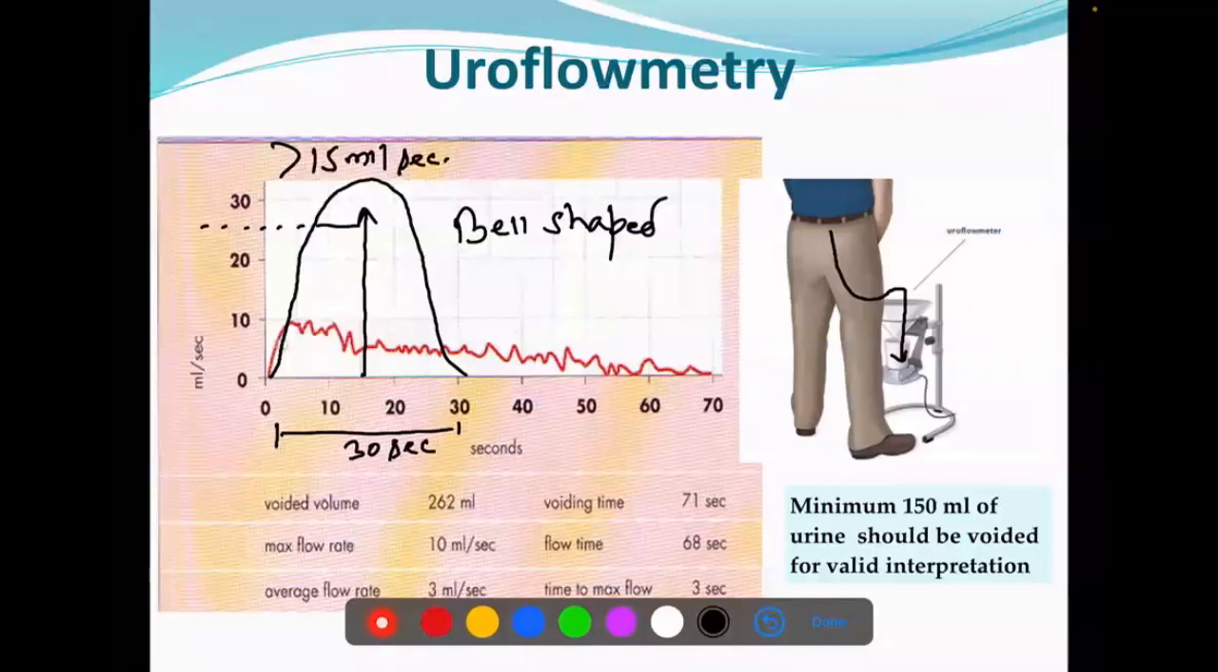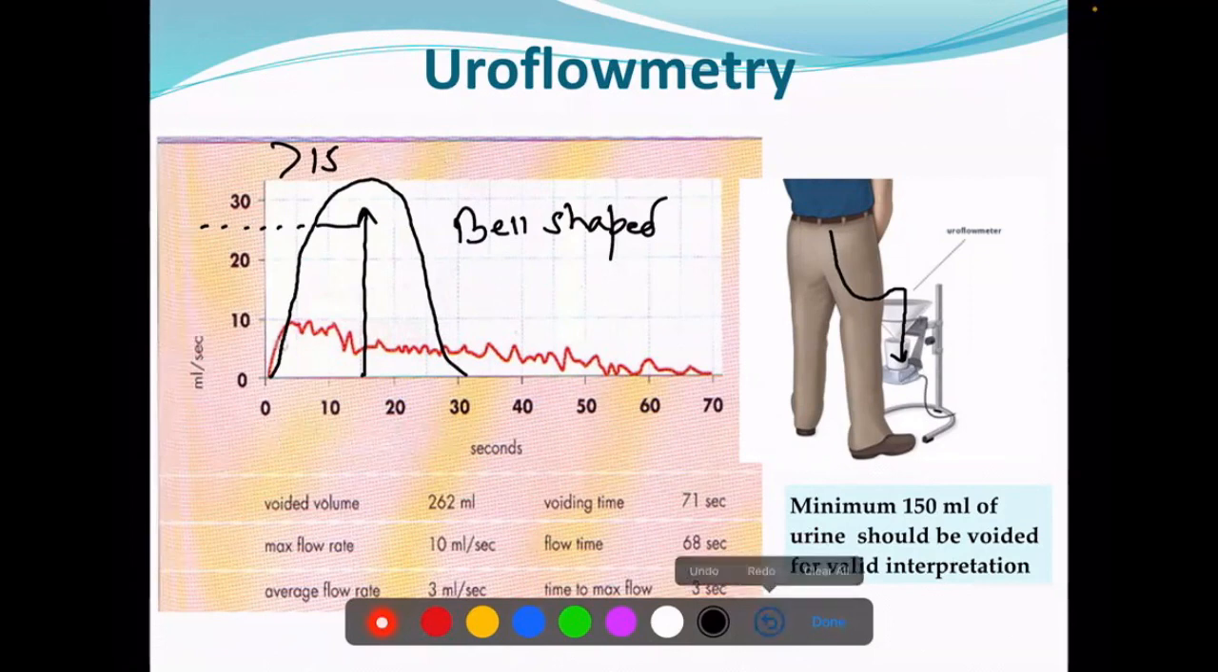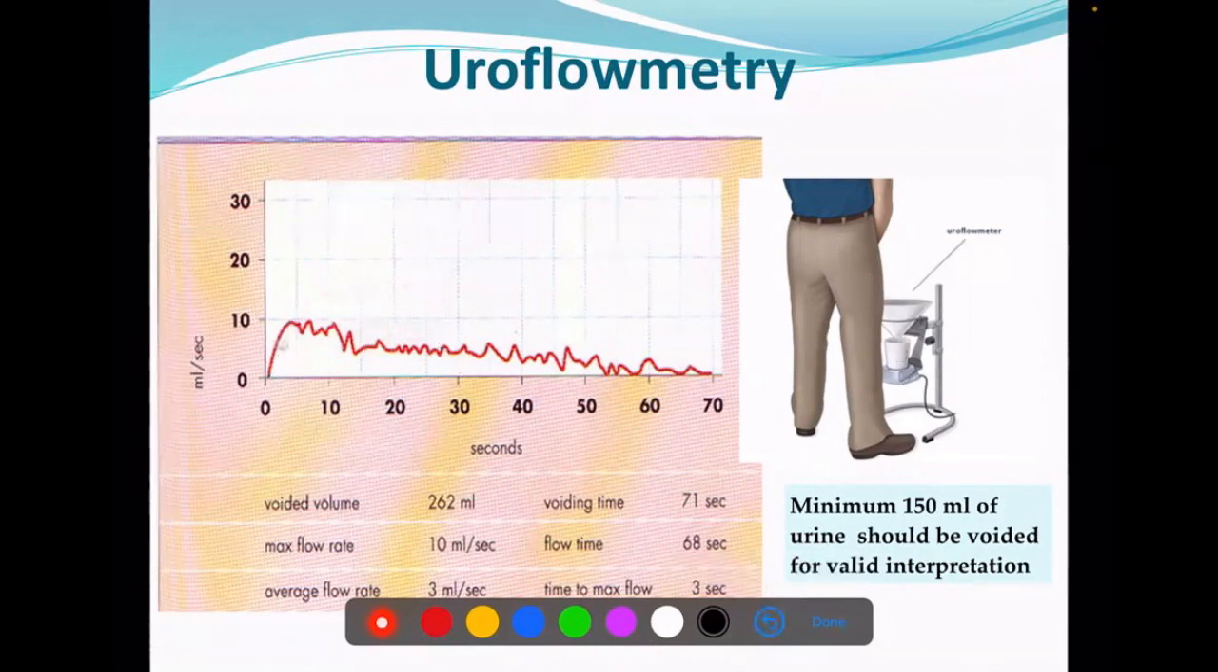A patient will have a bell-shaped curve, finish the micturition within 30 seconds, and the flow rate, the maximum flow rate, which is measured as the height of this curve, is always more than 15, usually 20 to 25. In case of BPH, what we see is like the curve is not bell-shaped. It is almost the prolonged variety. You can see here the maximum height it got is 10. So here the maximum flow, also known as Qmax, is 10. So it is less than 15. Less than 15 is abnormal.